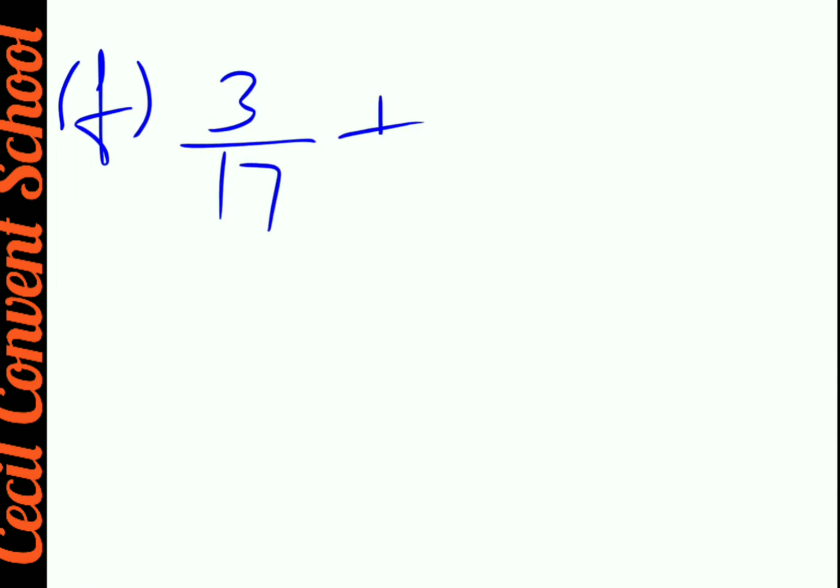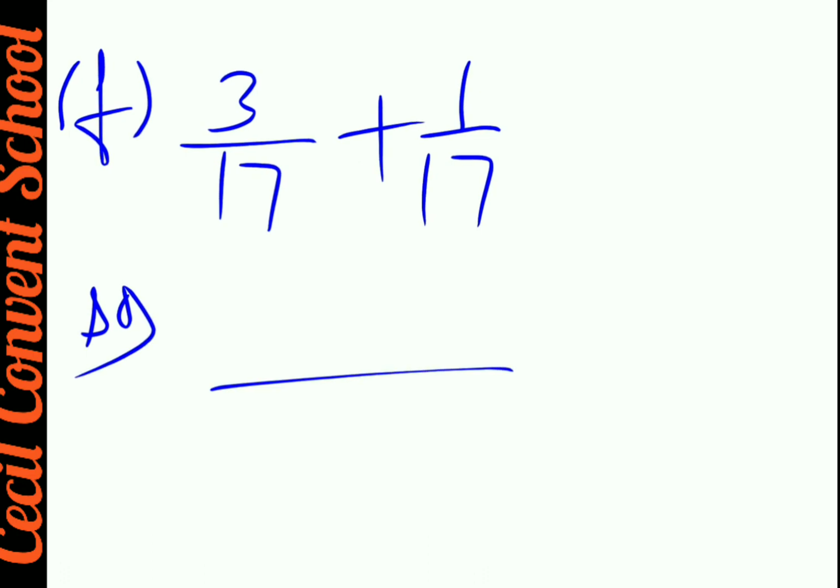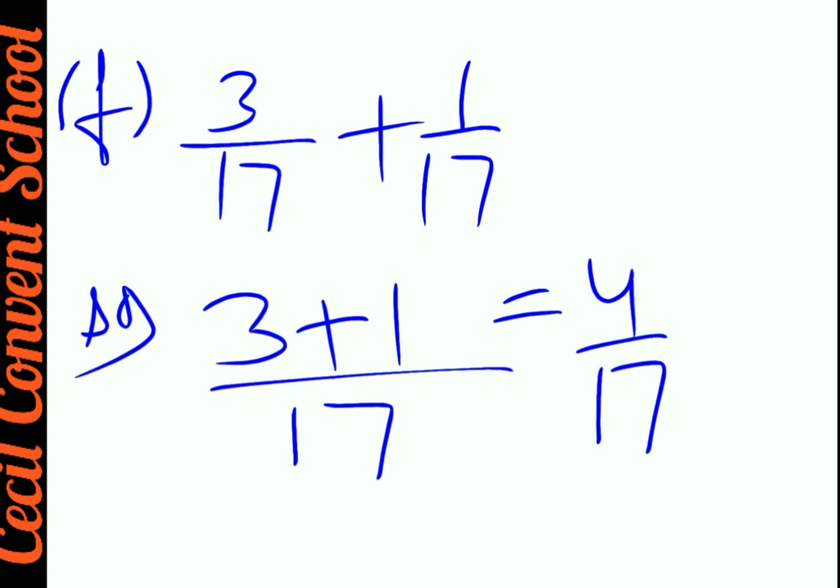Now we do F part. 3 by 17 plus 1 by 17. Now the common denominator is 17 and 3 plus 1. When you add them, the answer comes 4 upon 17. And 4 upon 17, both the numbers do not come in one table. So this is your answer. Now we do G part.